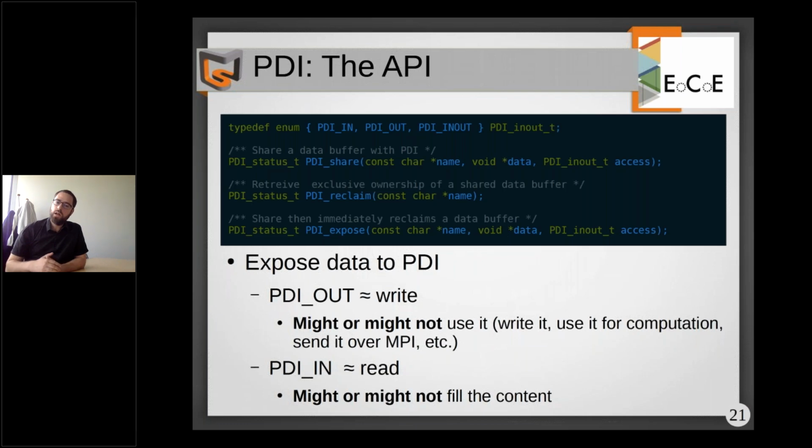so basically you want to write data, at least you want to provide it to PDI, so it goes out from your code and into PDI, or PDI in, which is the opposite. You want to read data, that is, you want data to come inside your code from PDI. The idea of this PDI share call is that before this call, you had exclusive ownership of the buffer whose pointer you provide. After the call, the buffer is shared with PDI.